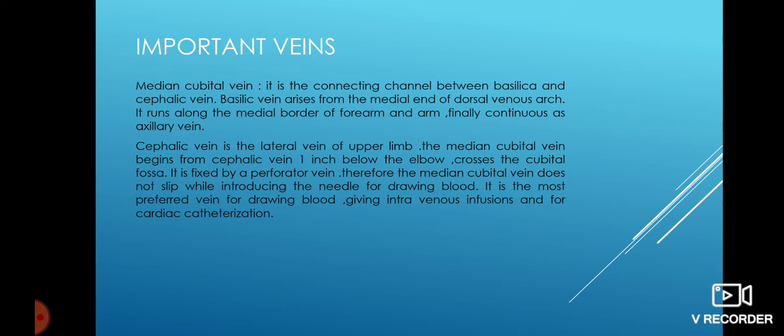The first is the median cubital vein, which is the connecting channel between the basilic vein and the cephalic vein. The basilic vein arises from the medial side of the dorsal venous arch, while the cephalic vein arises from the lateral side of the dorsal venous arch. The median cubital vein begins from the cephalic vein 1 inch below the elbow, crosses the cubital fossa, and is fixed by the perforator vein. Therefore, the median cubital vein does not slip while introducing the needle for drawing blood. It is the most preferred vein for drawing blood, for giving intravenous injections, and for cardiac catheterization.